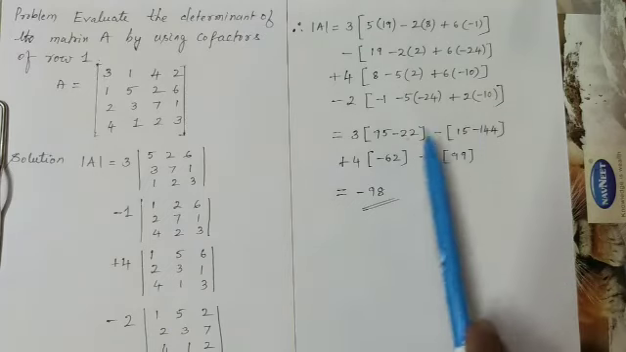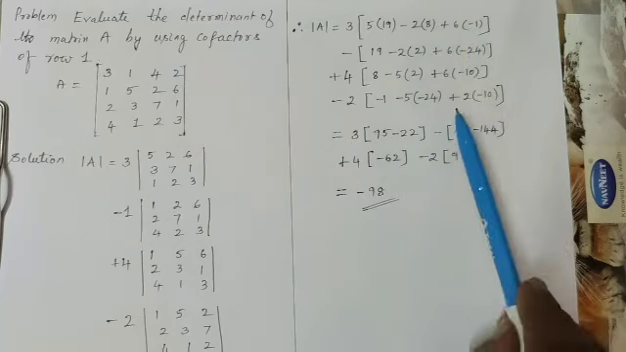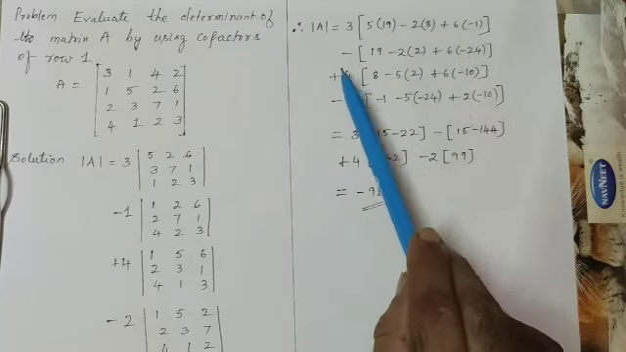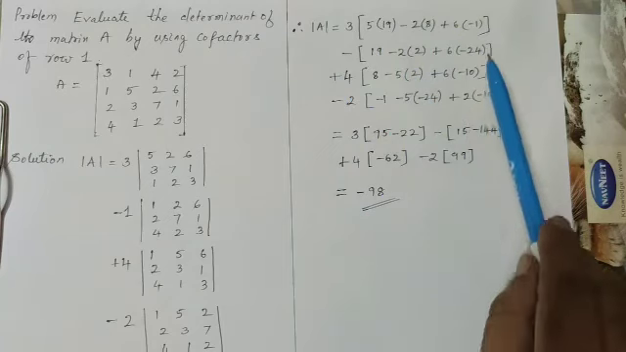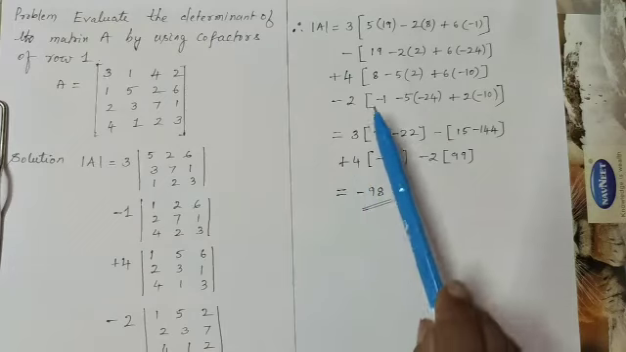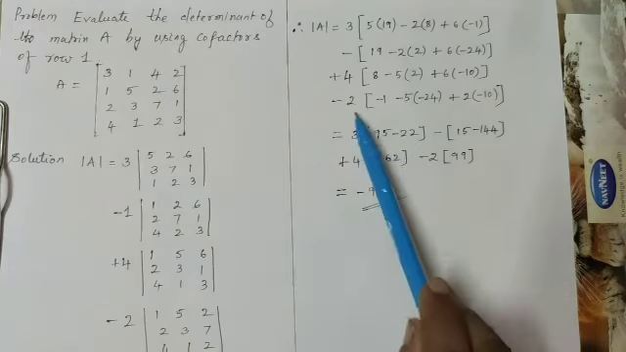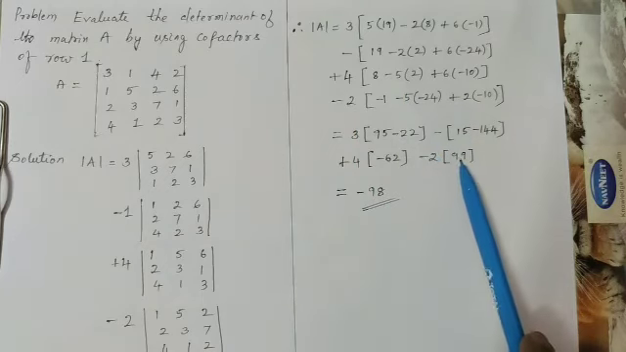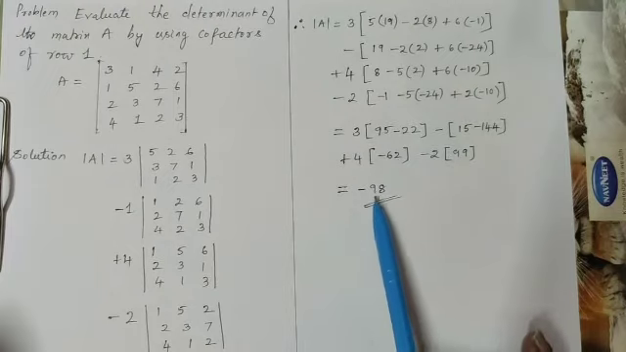Now if you do the simplification, you can find 3 times this is 95 minus, so 22. Next one is minus 19 minus 4 is 15, plus minus minus 24 into 6 is 144. So like that 4 into this calculation will be minus 62, and minus 2 into this calculation, if you do, you will find 99. That is equal to minus 98.